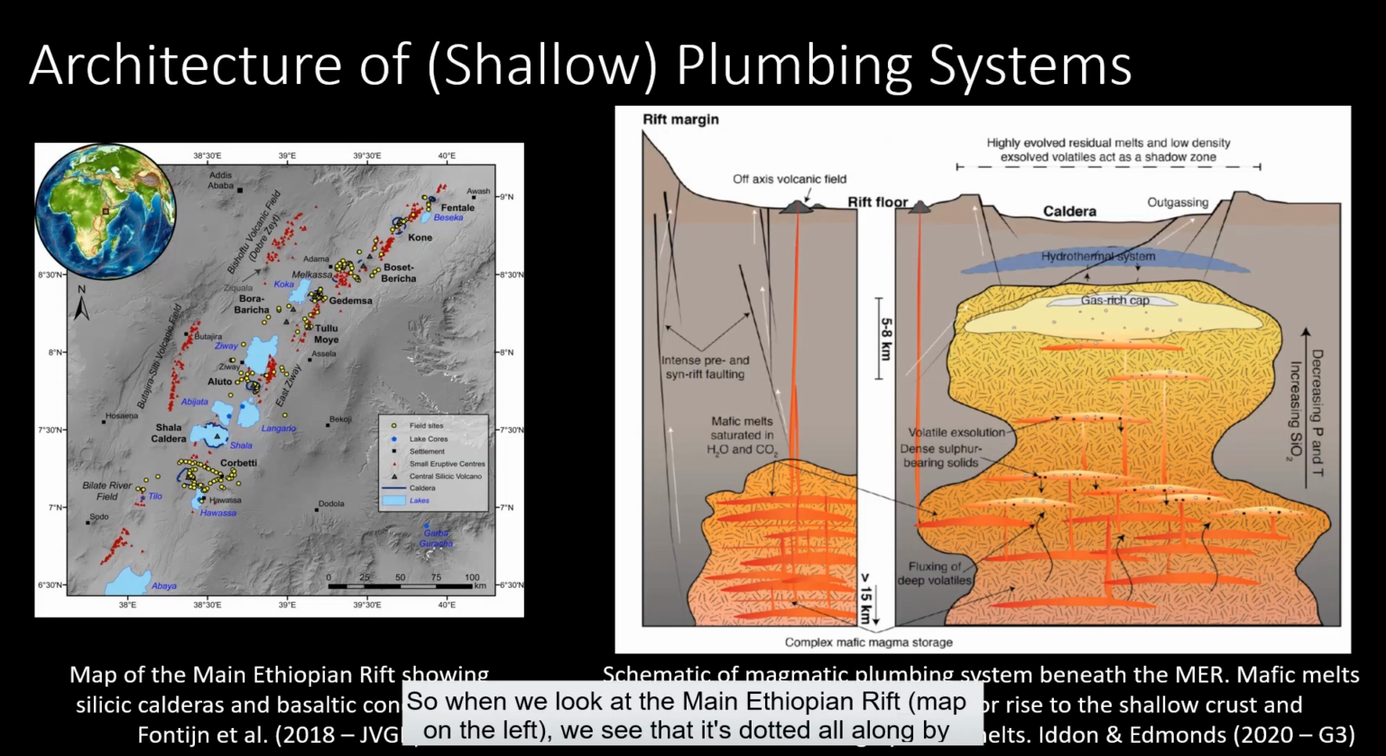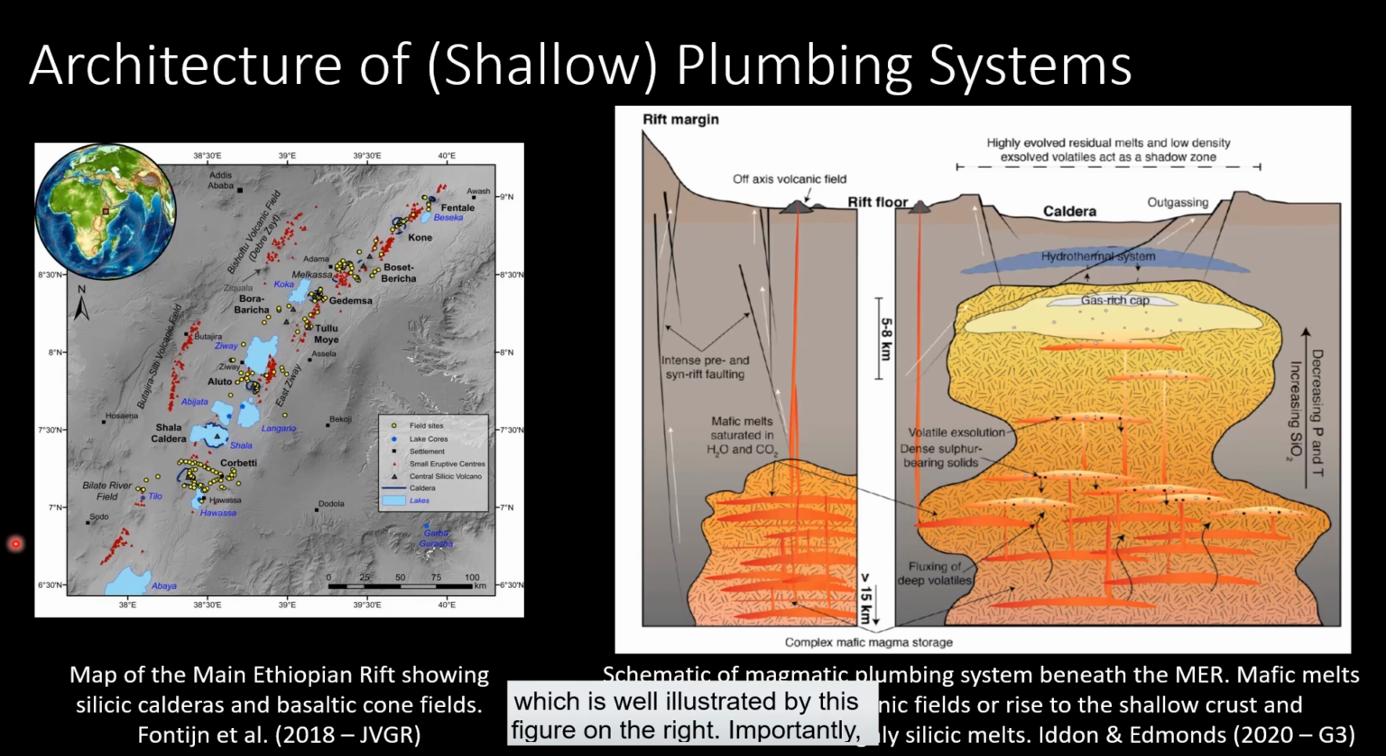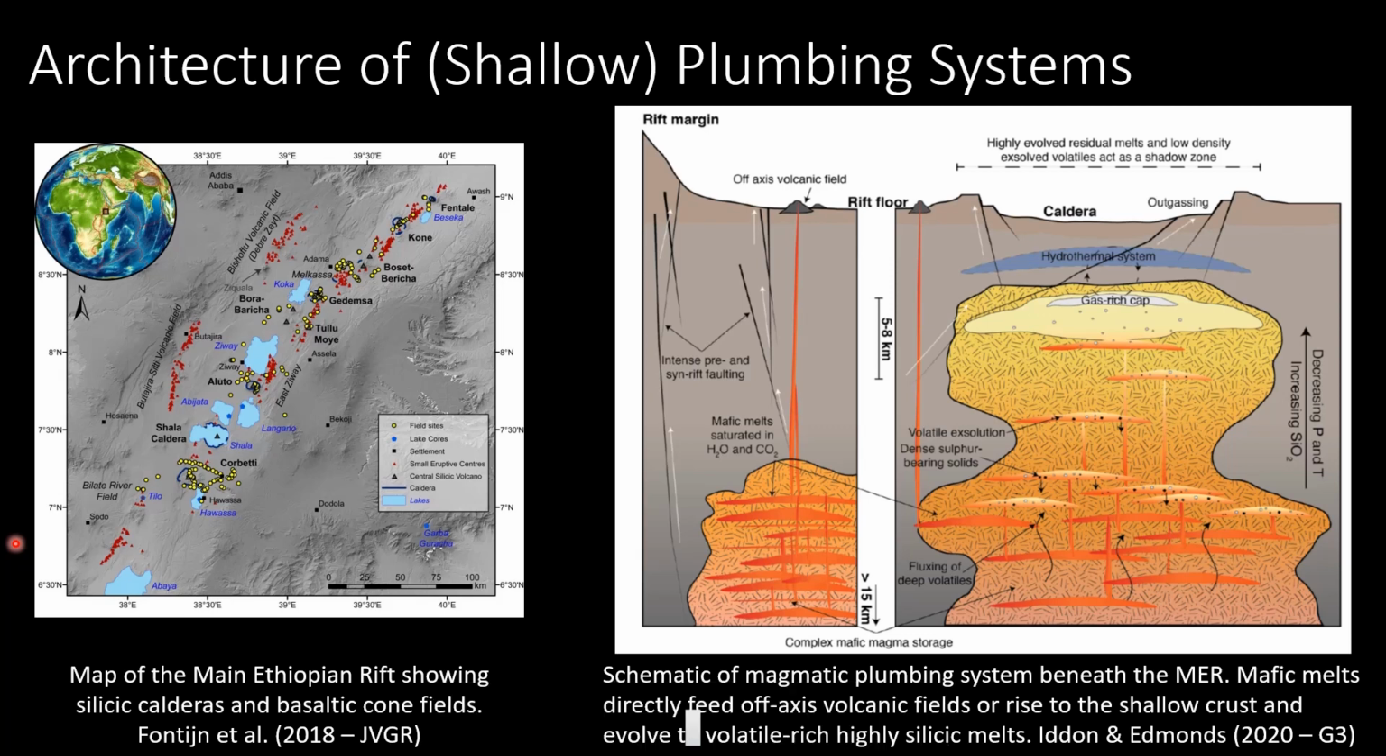So when we look at the main Ethiopian rift, the map on the left, we see that it's dotted all along by large silicic calderas, indicated by the dark blue lines, and discrete areas of cone fields erupting basaltic melts, which are clearly fault controlled. The wealth of chemical and petrological data that has been collected recently has led to a general model of the plumbing systems along the rift, which is well illustrated by this figure on the right. Importantly, this figure is also broadly consistent with constraints from geophysical observations.